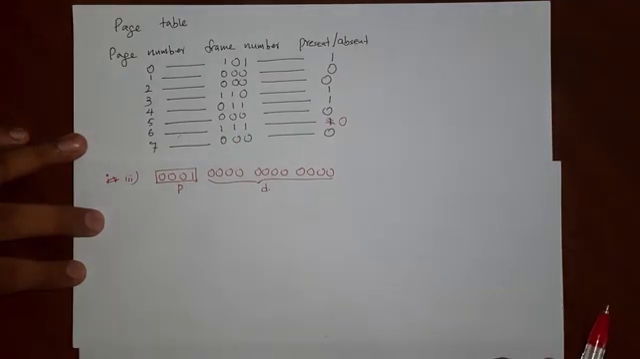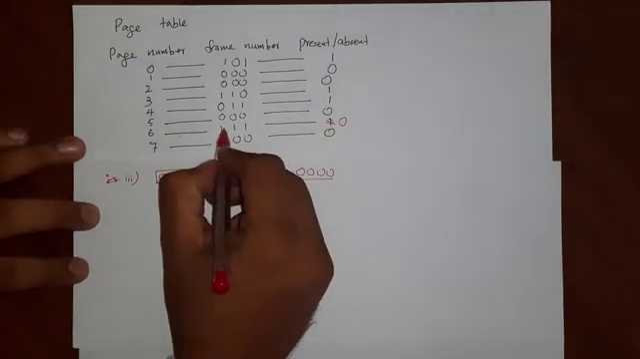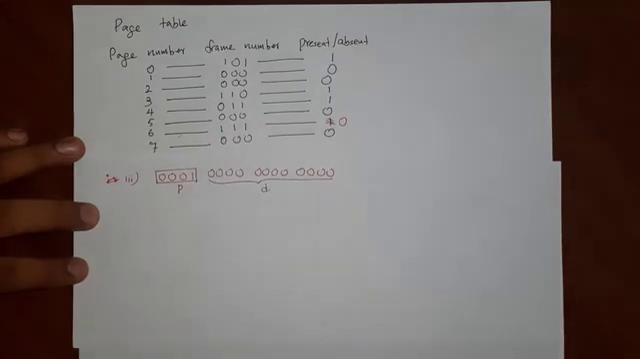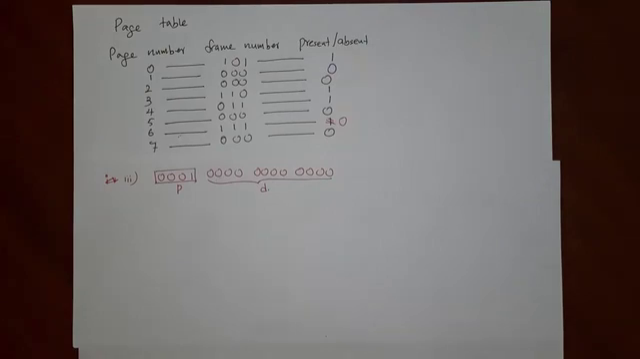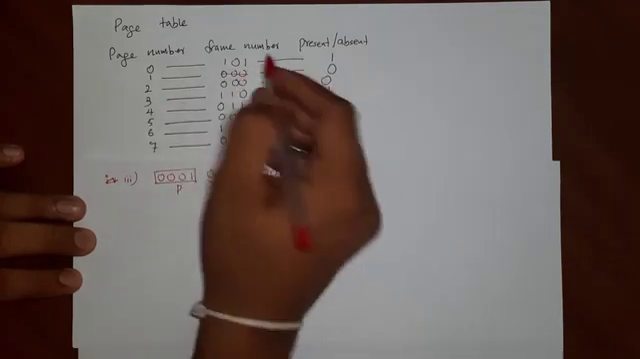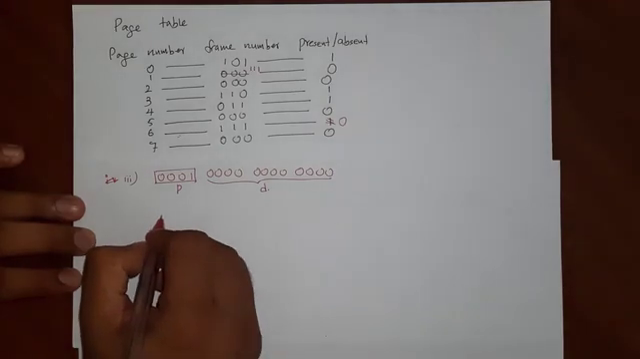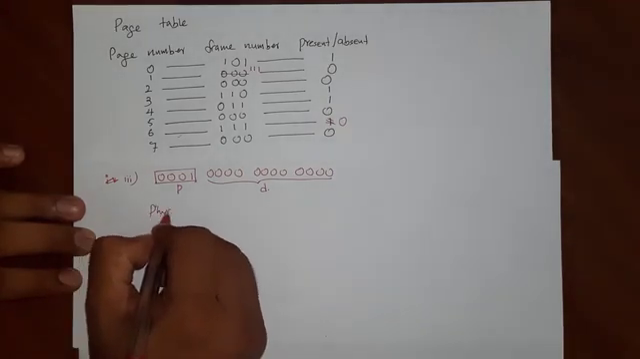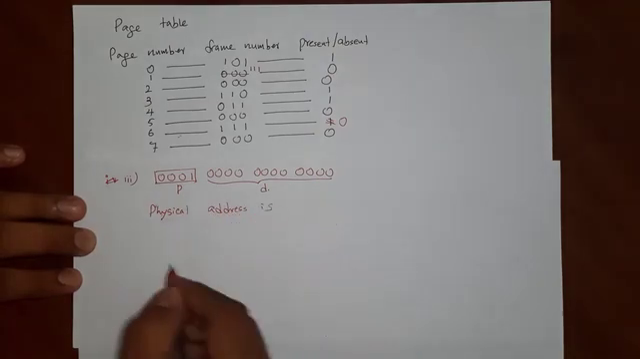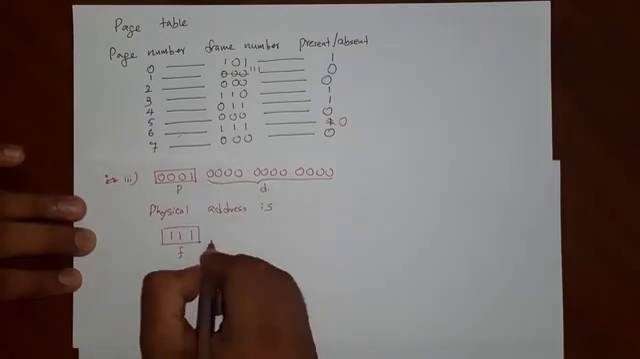Okay. The physical address. So this can be changed. This page frame number can be applied to the page number 1. So you can remove this one. It will become 111. So the physical address is 111, the frame number, and then the offset.